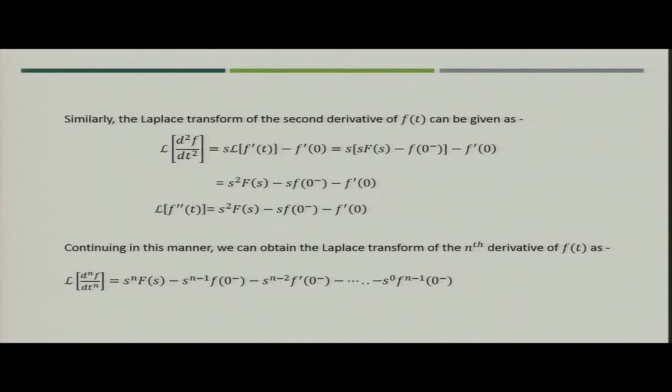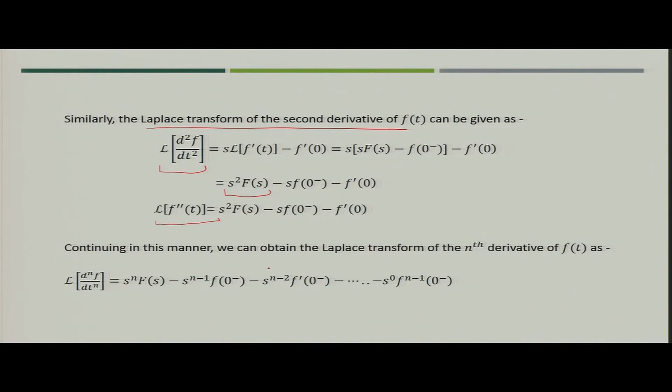So, now similarly you can take the second derivative of f(t) also. So, what you will get in case of the Laplace transform of d2f by dt2, you will get s square F(s) minus s times the value of function at 0, minus derivative of f at 0 value, at t is equal to 0. So, this is what you get for the Laplace of the second derivative of the function.